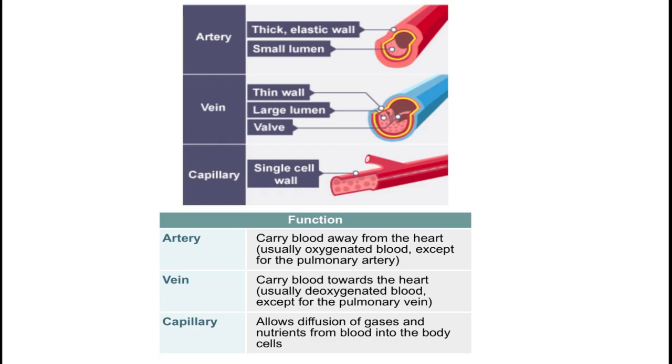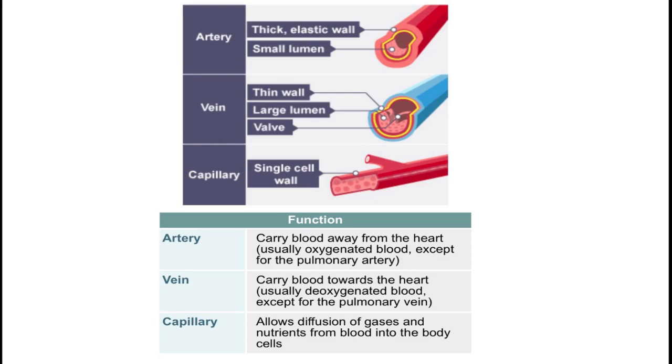It's quite clear from this picture of the structure of arteries, veins and capillaries that the arteries are thick and have elastic walls. They have a small lumen. Lumen is the space through which the blood flows. So obviously, if the artery has thick walls, it is going to have a small lumen.